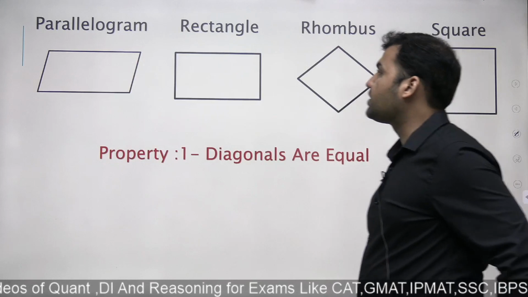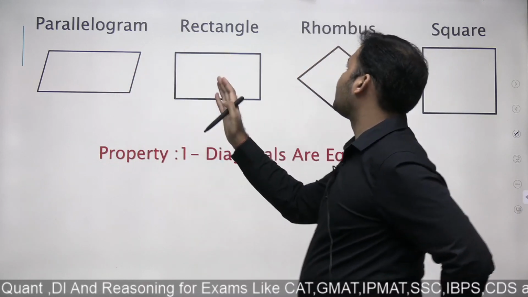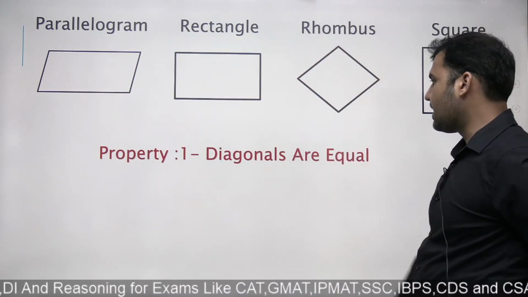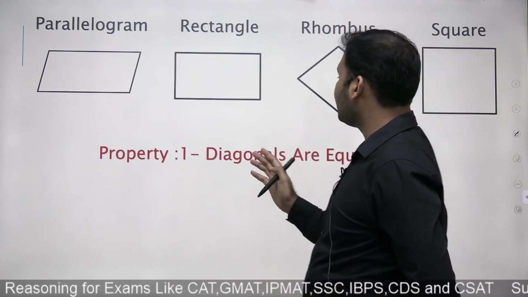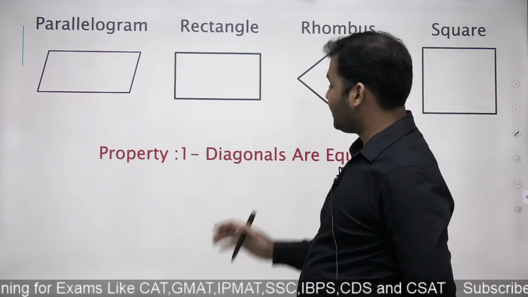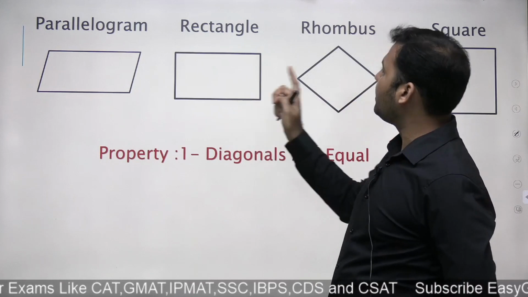So here we have this figure. We have a parallelogram, rectangle, rhombus and square. The first property that we are going to talk about is diagonals are equal. Now we just have to see in which figures the diagonals are equal.